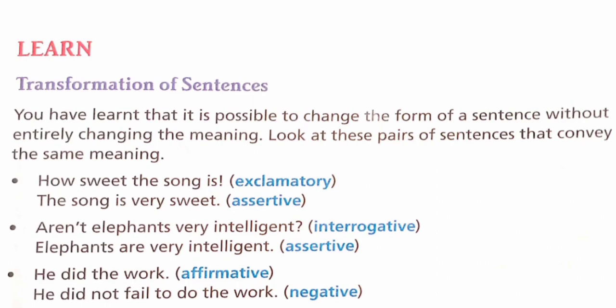Aren't elephants very intelligent? It's an interrogative sentence. Elephants are very intelligent. Assertive sentence. He did the work. It's an example of an affirmative sentence, otherwise known as a declarative sentence. He did not fail to do the work. Example of a negative sentence. So here you can see the transformation of sentences. We can change the sentence without changing the meaning.